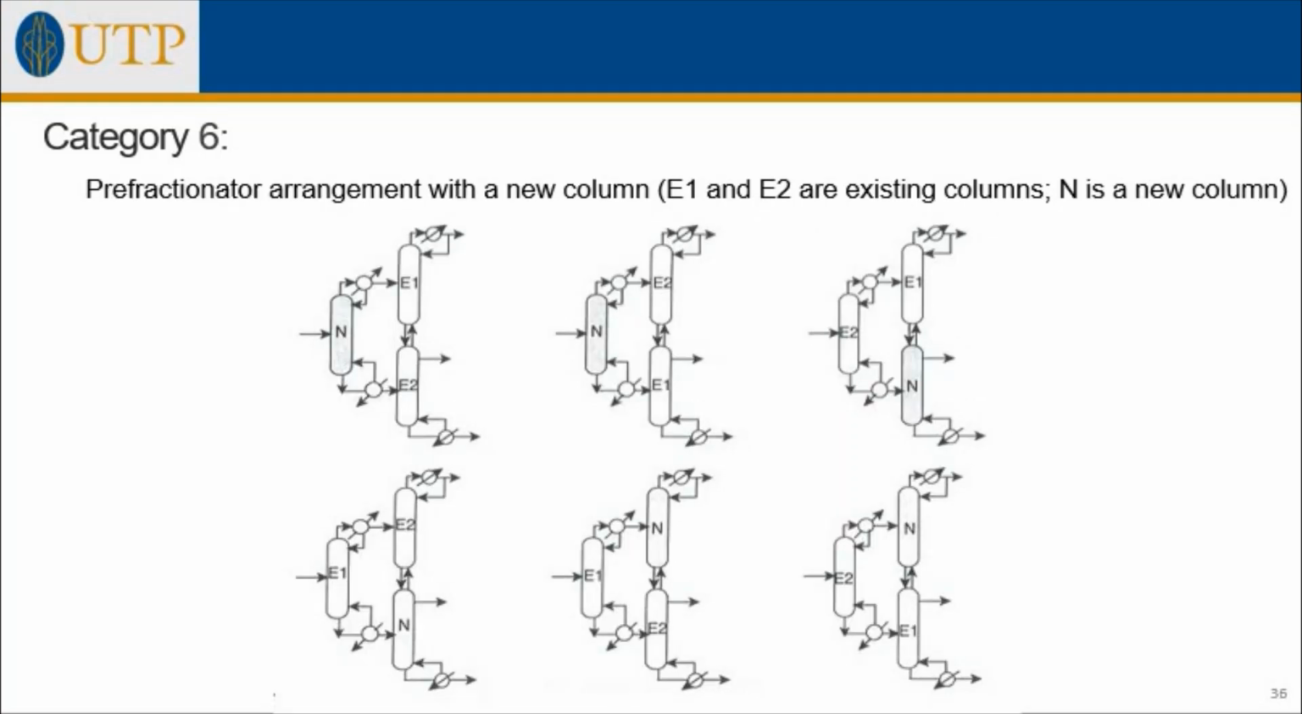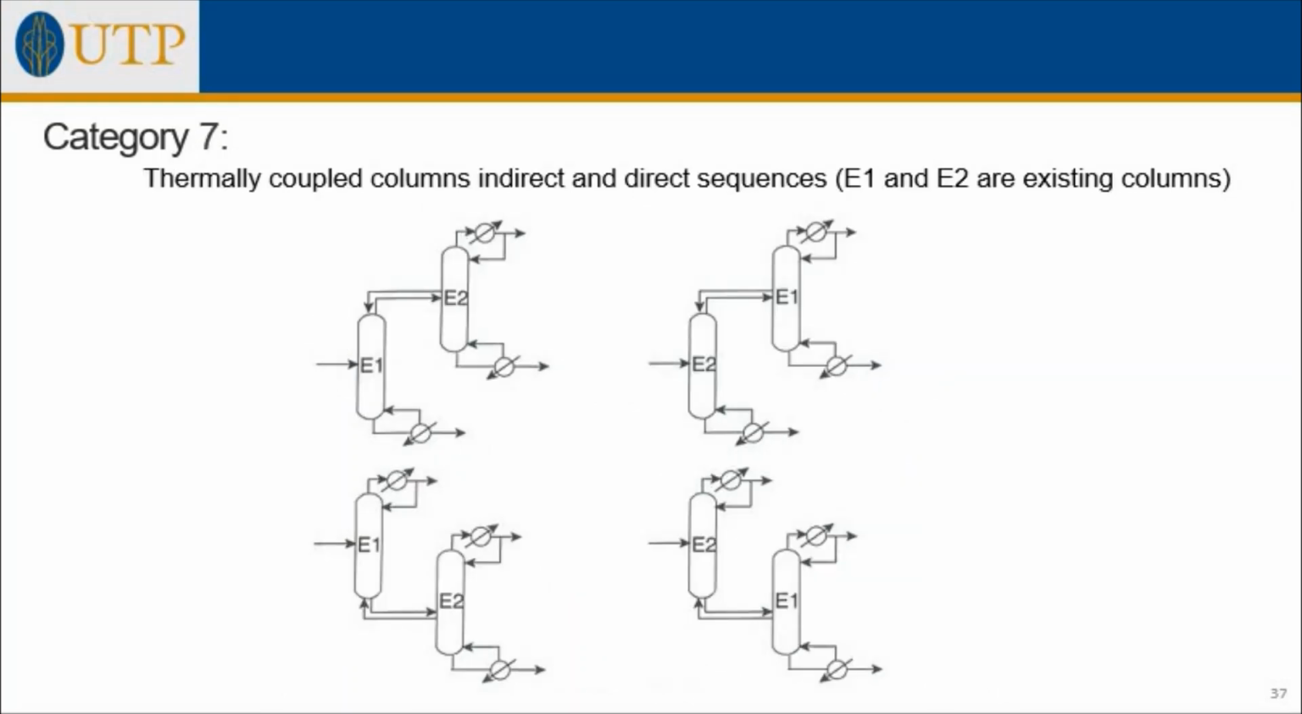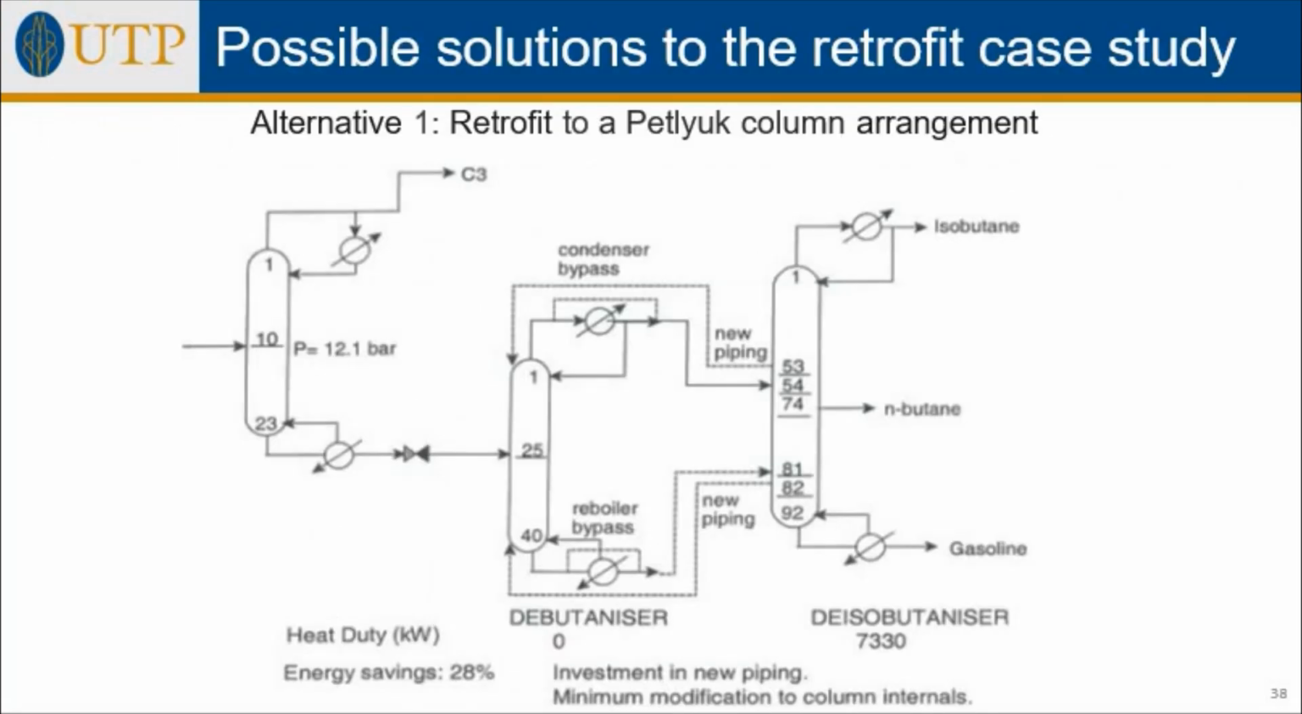Similarly, for the prefractionator arrangement, a new column can be added to the existing column 1 and column 2, as shown in these slides. So there could be many different arrangements in this way. Besides, the thermally coupled columns in direct and indirect sequences can also be arranged. For example, as shown in these slides, E1 and E2 are the existing columns, and this falls under category 7.